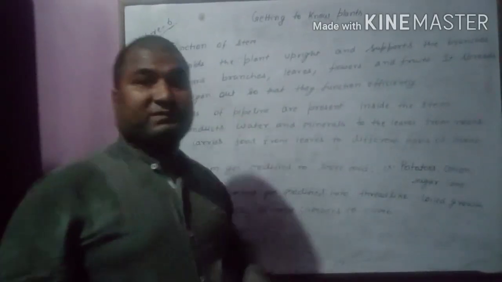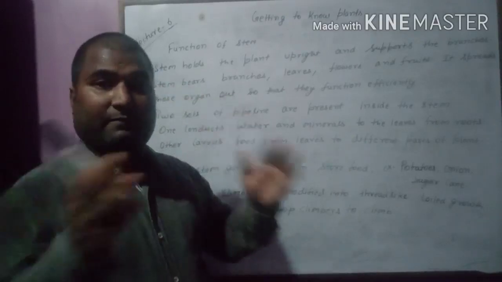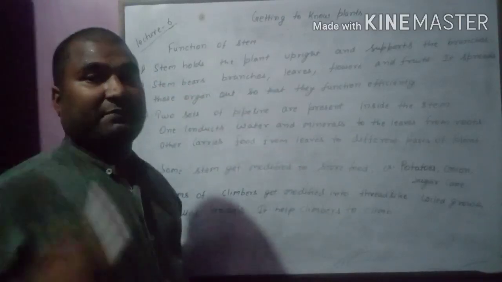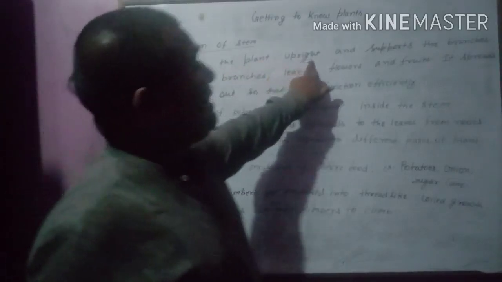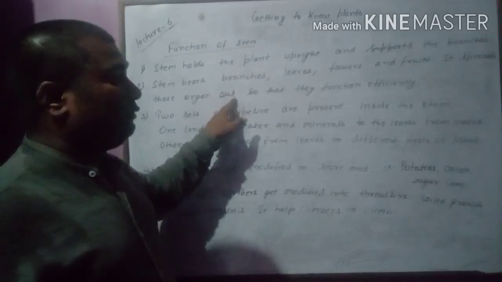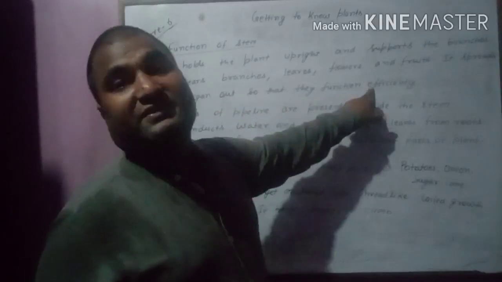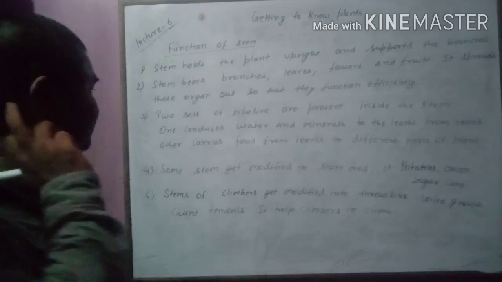To save time I have written here, and I am not writing while making the video because the video will become around 20 minutes long. So see here, the function of a stem, I will read it and it is written also. The stem holds the plant upright and supports the branches. First function. Second, stem bears branches, leaves, flowers and fruits. It spreads these organs out so that they function efficiently. Second point I have explained.